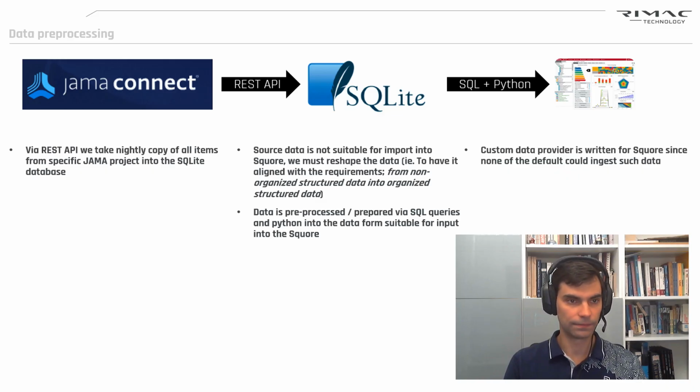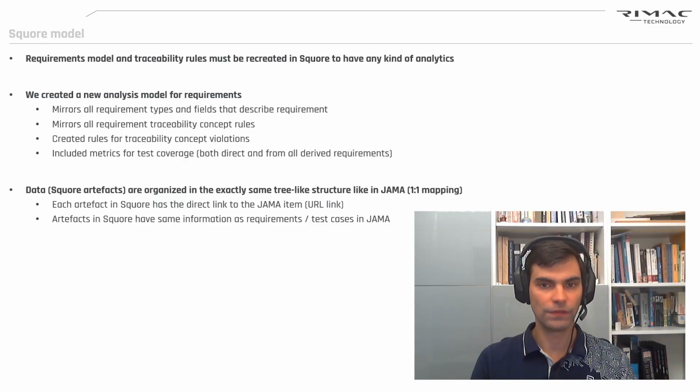In order to have any kind of analytics and monitoring, we first have to create a requirements model and traceability rules in Squore. To achieve this, we have created a new analysis model for the requirements. The model then mirrors all requirement types and fields that describe each requirement type. It also mirrors all requirement traceability concept rules.